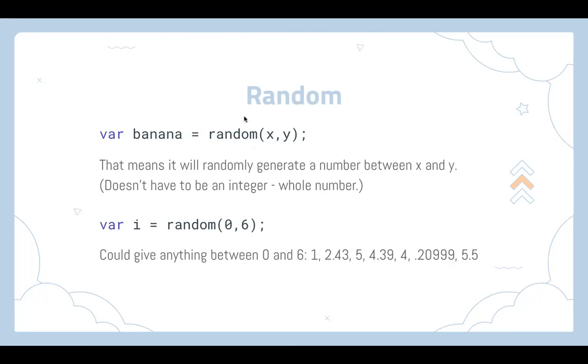So in the case of banana, we say var banana equals to random x comma y. And in the other example where we say var i equals to random 0 comma 6, it could give any number from 0 to 6. So the possibilities are endless.